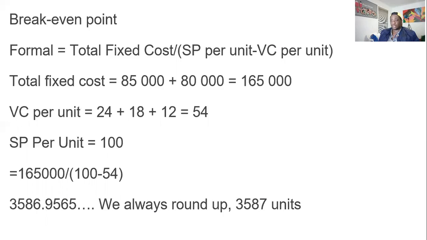So it means that when we're selling 3,587 units, we are neither making a profit nor making a loss. And if we sell above 3,587 units, then that is the point at which you are actually starting to make profit. And if you sell below 3,587, then you are making a loss. So that's how it works with the break-even.